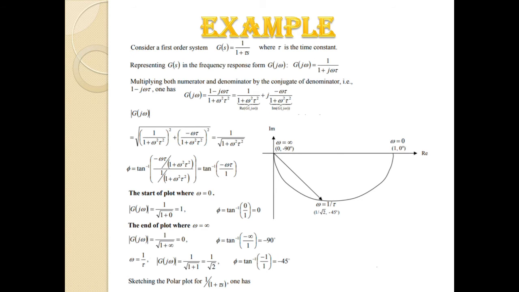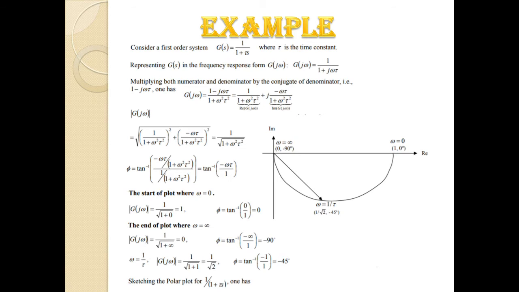So now let's take an example. Here I am considering a first order system whose G(s) is given as 1 by 1 plus s tau. And here this tau is the time constant of the system. So as per the rules, first we are going to put s equal to j omega. So G(j omega) becomes 1 by 1 plus j omega tau.